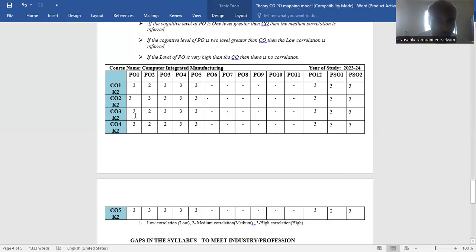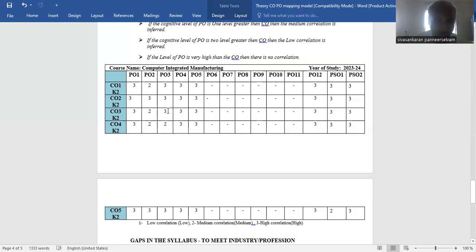So the value given as 3 for CO3 and PO1. Now compare CO3 with PO2. PO2 is engineering analysis, which has a medium correlation, since CO3 clearly explains the allied-oriented design concepts, that is, integrated product design and development concepts, which does not have a high correlation with PO2. So it has been given a medium rank of 2 out of 3.